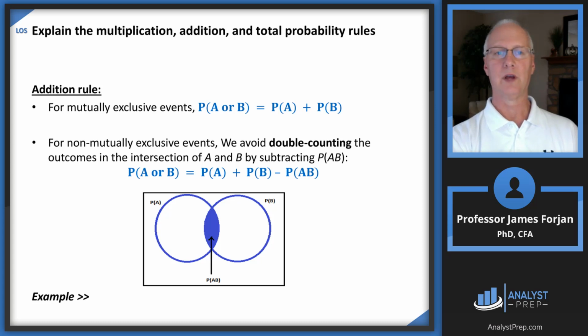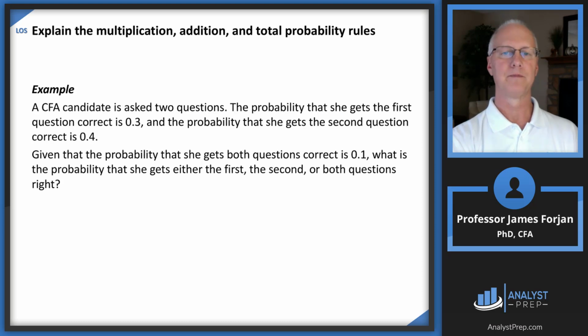Now, just like you can multiply, you can add. So for mutually exclusive events, the probability of A or B occurring is just the sum of the two probabilities. But for non-mutually exclusive events, we need to avoid counting that joint probability twice, because the probability of A and the probability of B include all of those things even when they intersect. So you subtract out the probability of A and B occurring.